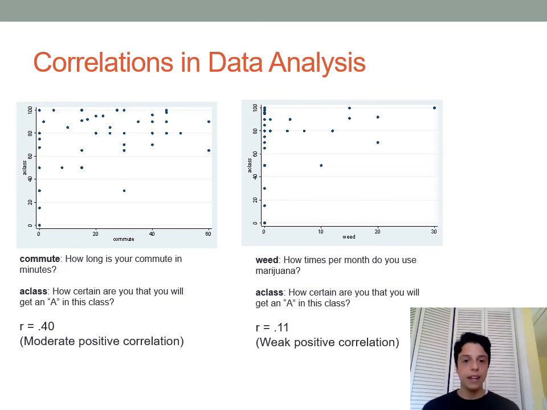But with both of these, you would be able to predict confidence in getting an A in the class from knowing how long somebody's commute is or knowing how many times they smoke weed in a month. And your predictions would be better for the commute time because it is a stronger correlation, whereas your predictions would be pretty bad for the weed one because it's a pretty weak correlation. So there's a little bit of a relationship there, but for the most part, whether you're confident about getting an A is going to be hard to predict from the amount of marijuana used per month.